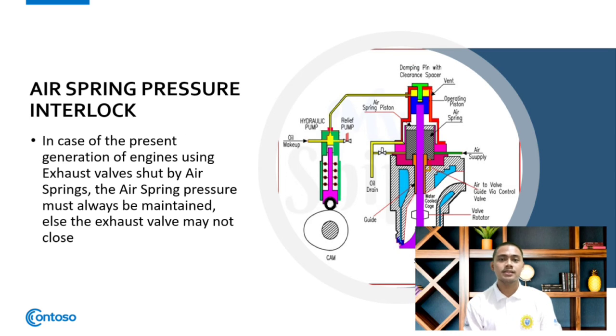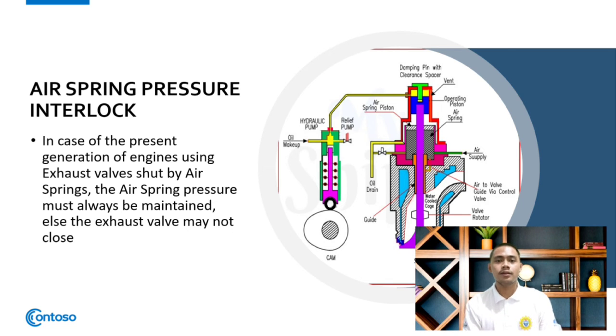The next engine safety interlock is the air spring pressure interlock. It ensures that there is enough air pressure before starting the engine, since some of the engines have their exhaust valves actuated by the air spring pressure. If the air spring pressure is not enough, exhaust valves may not operate properly when the engine is running, which is very dangerous and can harm the operator.